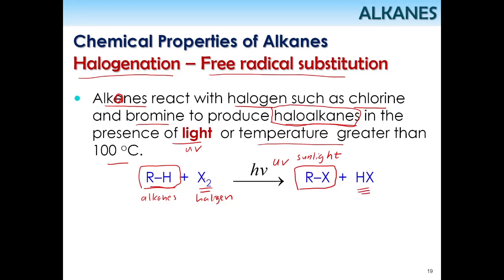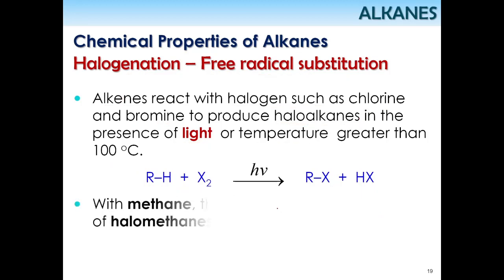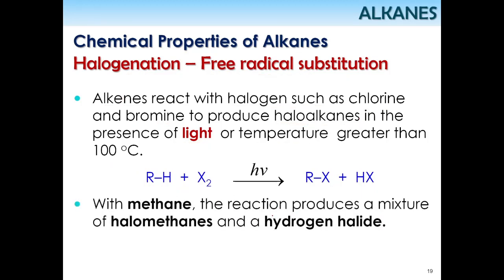If X here, for example, is Cl, then one Cl will replace H here, so this one will be RCl, and this one also will be HCl. So HCl is the byproduct. So with methane, the reaction produces a mixture of halomethane and hydrogen halide, but you only need to know about mono substitution.